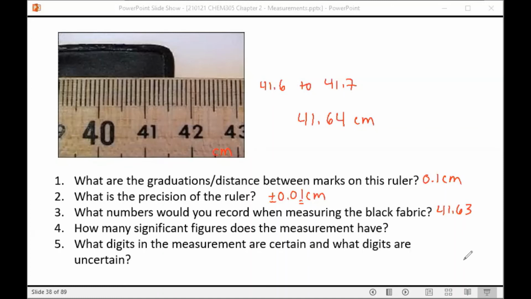So how many significant figures does this measurement have? It's all the certain digits plus the uncertain ones. So we recorded all the certain digits. We knew with certainty it was between 41.6 and 41.7, plus the uncertain digit gives us 4 sig figs total. And then what digits in the measurement are certain and what digits are uncertain? The 4, the 1, and the 6 are certain. And then our 3 is uncertain. And the 3 is uncertain because it was that last estimated digit.